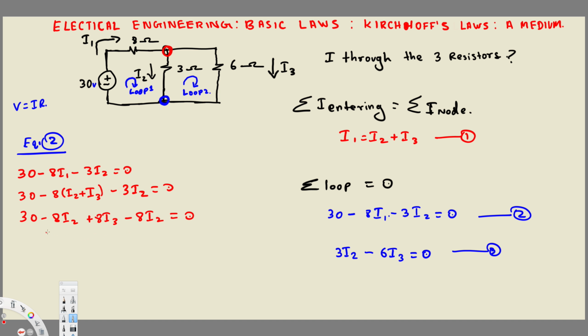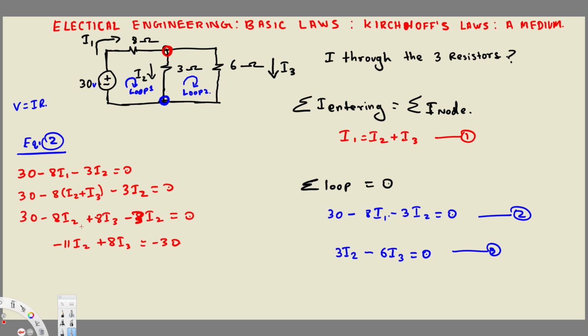Now let's bring this one to the other side. So here we are going to have this 3. 8 plus 3, 11 I2 plus 8 I3, and if I bring the 30 to the other side, this is going to be negative 30. So we are going to have 11 I2 plus 8 I3 is equal to negative 30. So this is one of the equations.